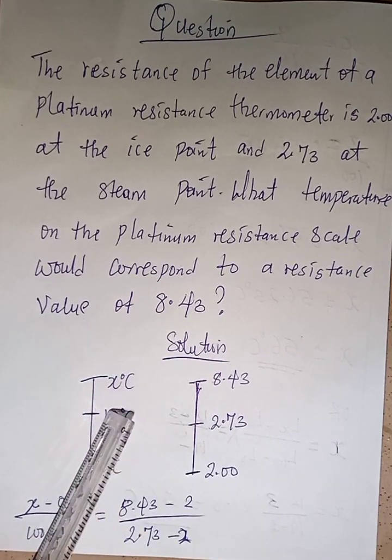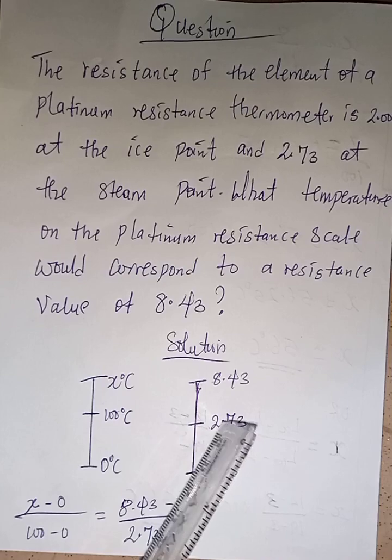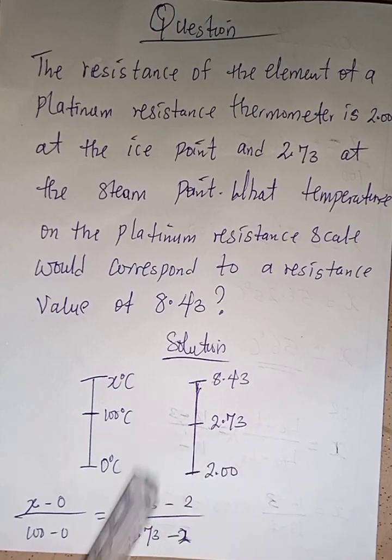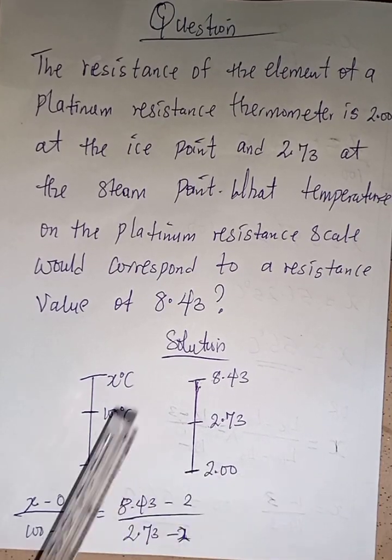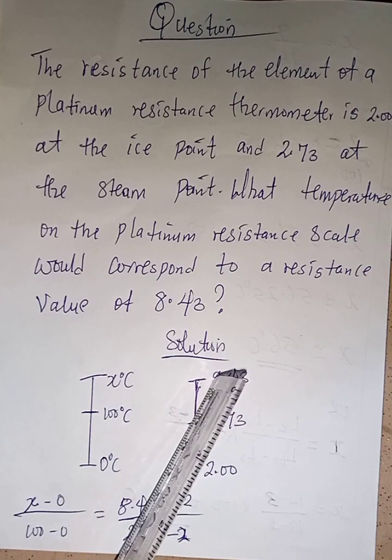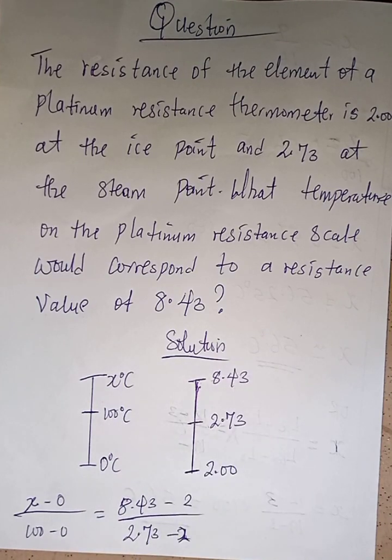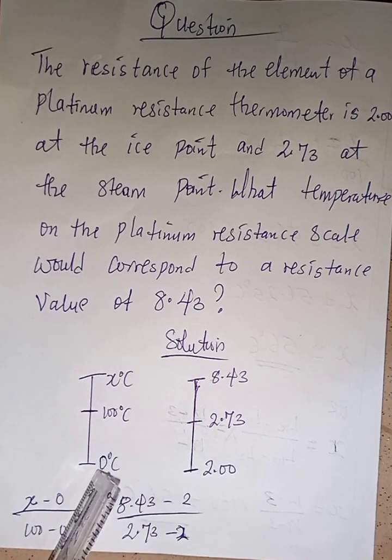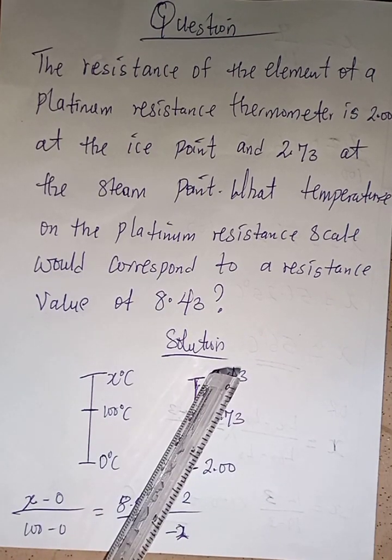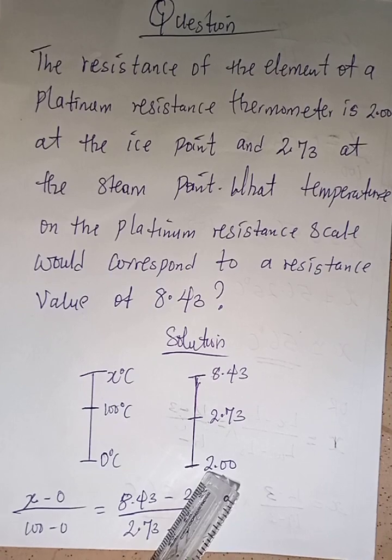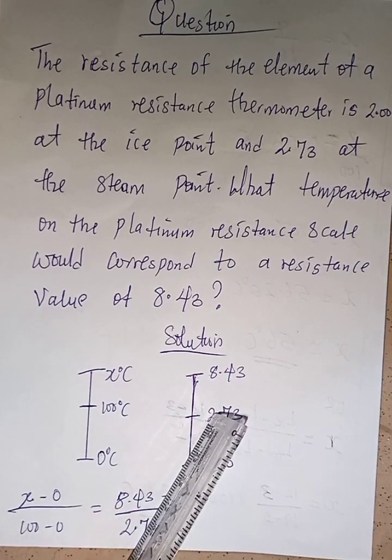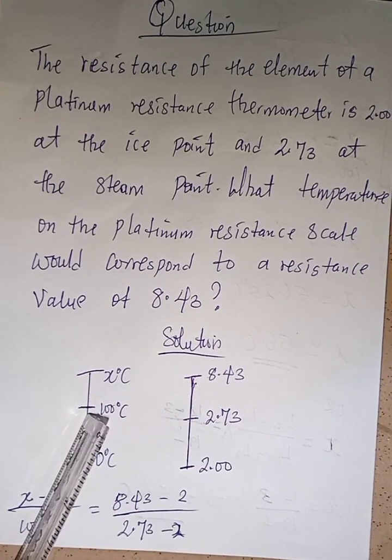But ensure that this 100 you are going to put on the upper side must correspond to this 2.73. 0 will correspond to this one. Then the unknown temperature here will correspond to this 8.43. That is still correct. You can just put 100 here, 0, you put 2.73 here, then you put 8.43 at the middle, then you put S at this midpoint here.